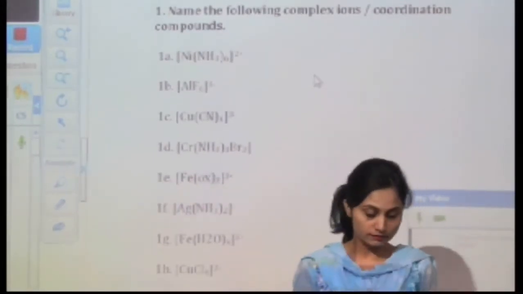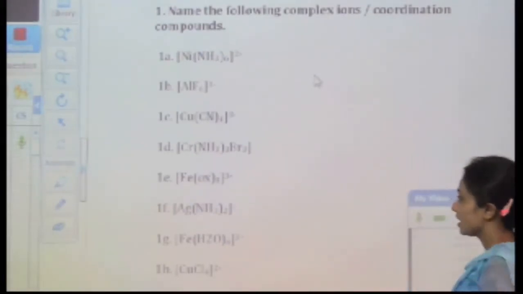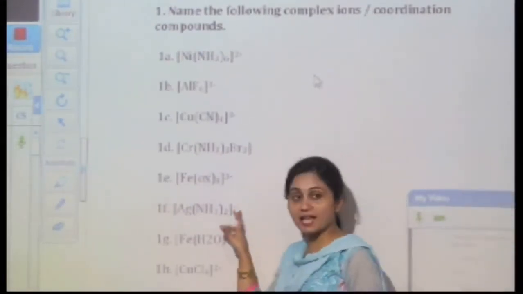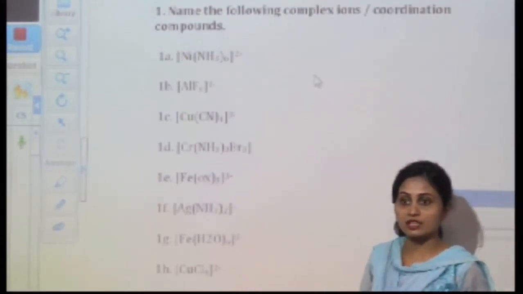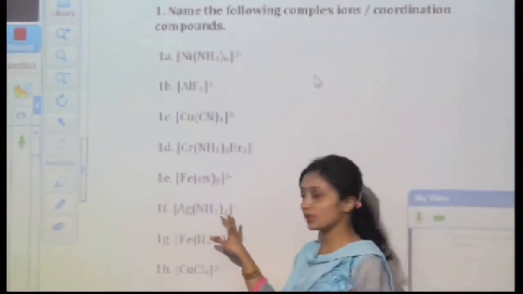Next, start. Ag(NH3)2 with a plus as a superscript outside the coordination sphere. Ag(NH3)2 plus.